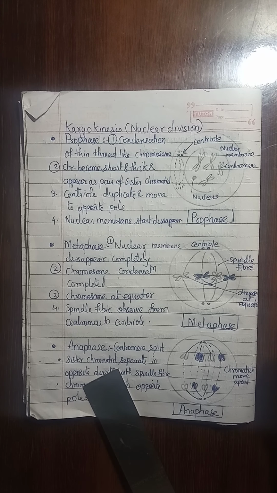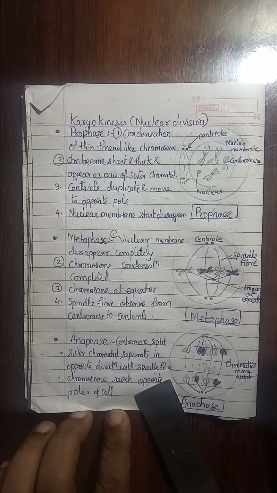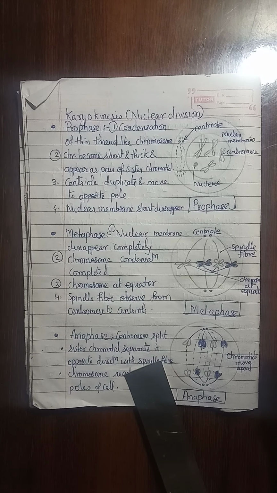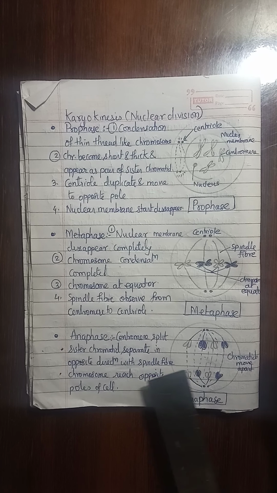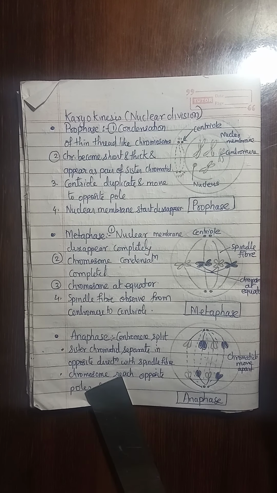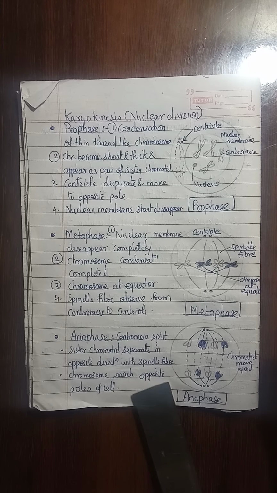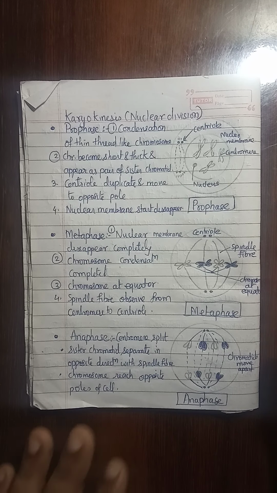Then the second last stage of this phase, that is anaphase. In this, splitting of the chromosomes takes place; sister chromatids get separated and move in the opposite direction. You can see the spindle fibers, they are reaching the opposite poles. The diagram gives a clear indication about the explanation.